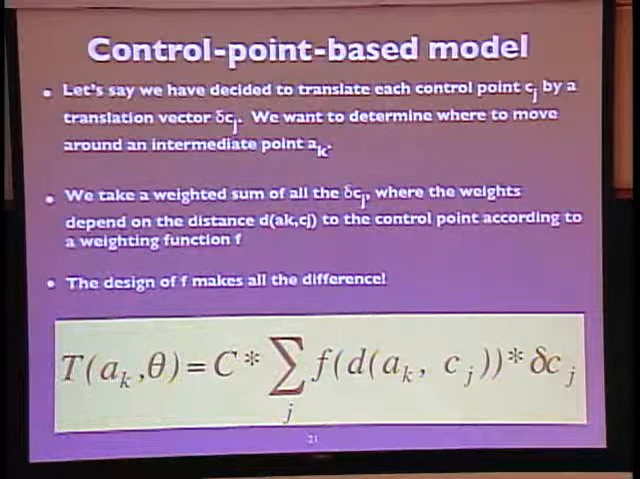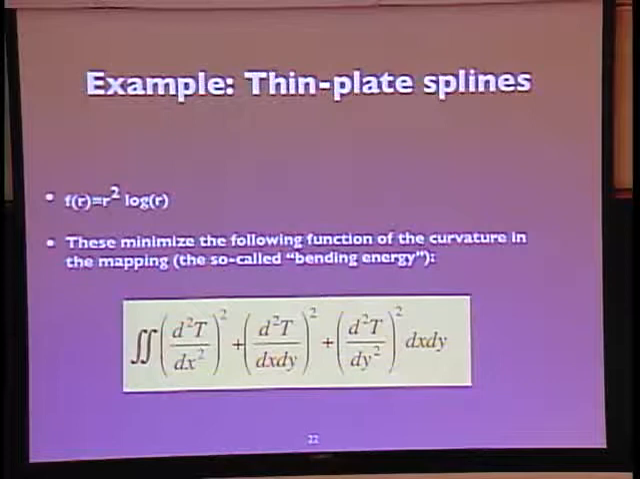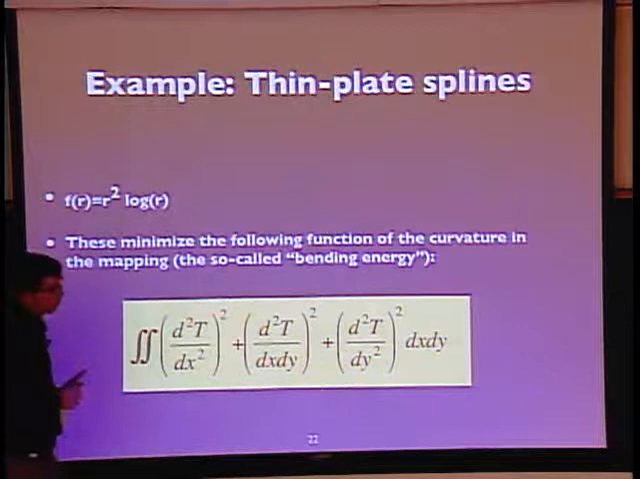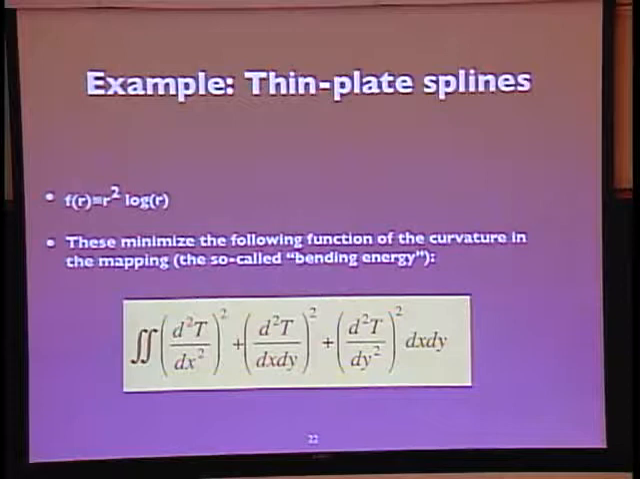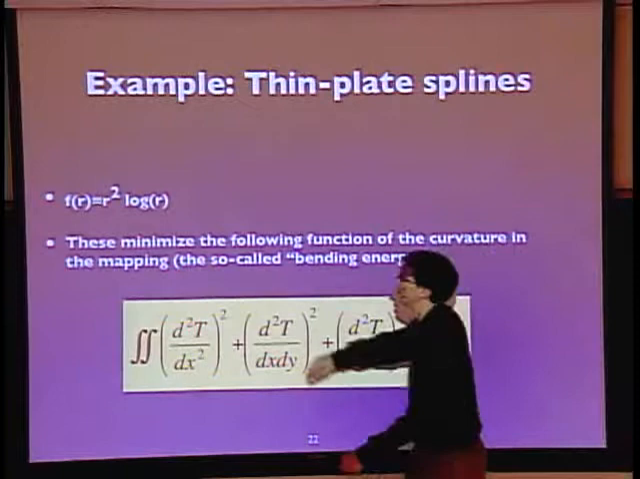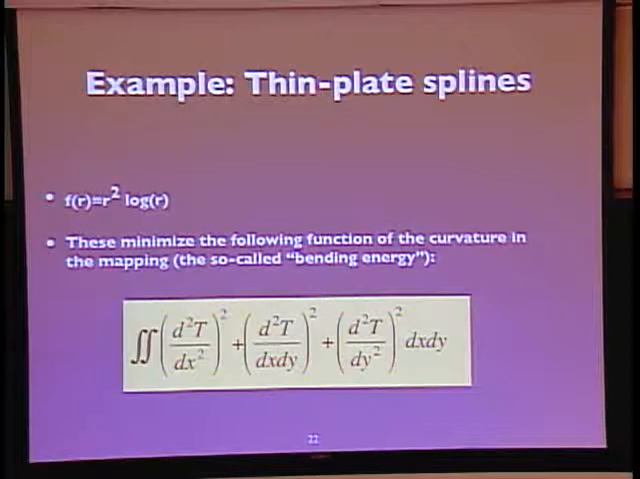Now, it turns out that the design of f makes all the difference in terms of the behavior of your mapping from one space to another. In fact, you can get different versions of transformations depending on how you pick that weighting function. One of the most popular and widely used weighting functions is called the thin plate spline weighting function. We talked about splines, but this is a different application of it to mapping one entire surface to another. There, f is basically r squared log r, which is how you weight each control point based on the distance r.